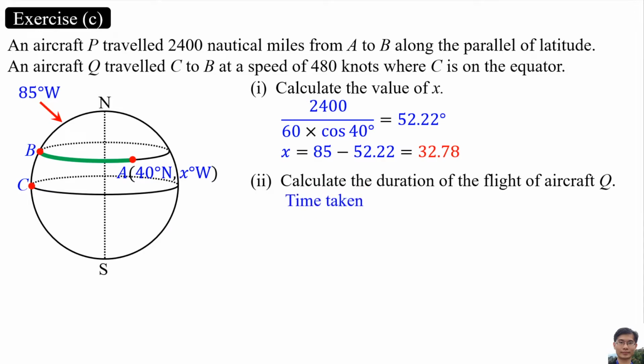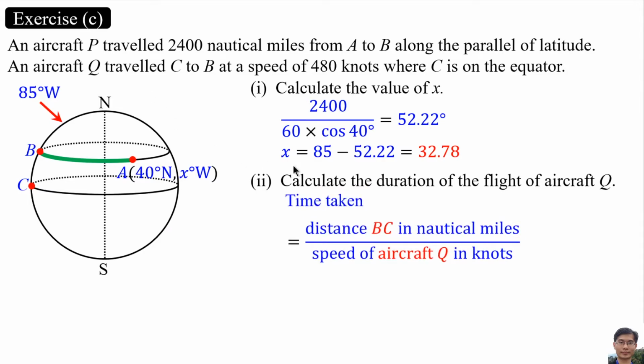Calculate the duration of the flight of aircraft Q. Duration means the time taken. So the time taken is distance BC in nautical miles divided by the speed of aircraft Q in knots. Because aircraft Q travel from C to B, we need to find the distance BC. C is on the equator, so the distance BC is 40 degrees. We need to change it into nautical miles. So 40 times 60 divided by the speed of aircraft 480 knots. So the time taken is 5 hours.